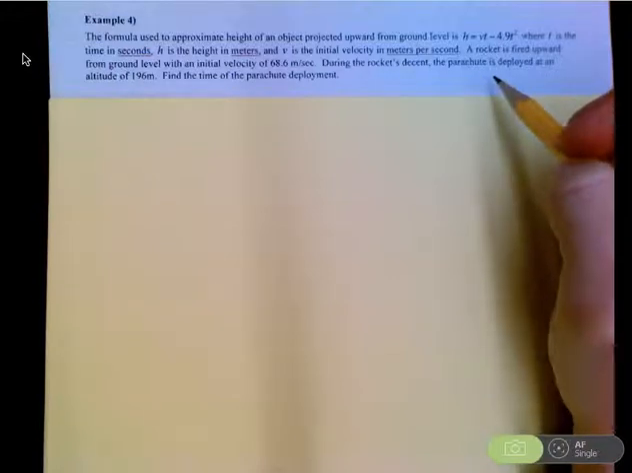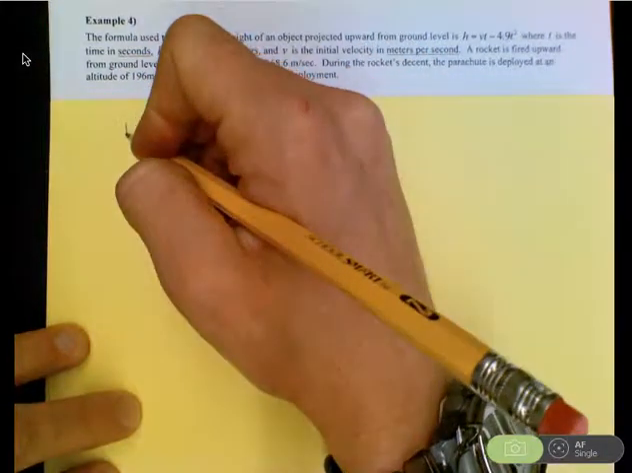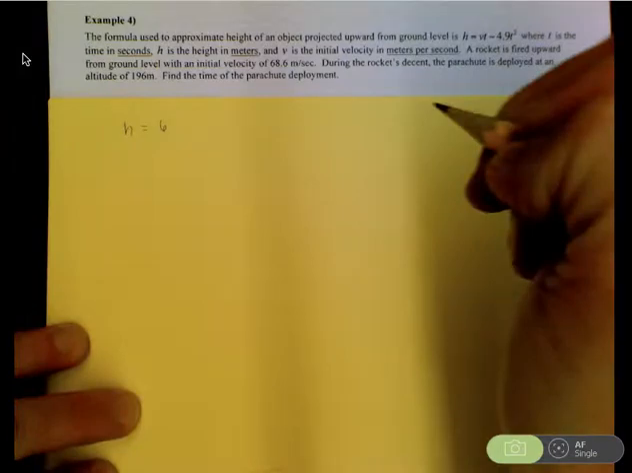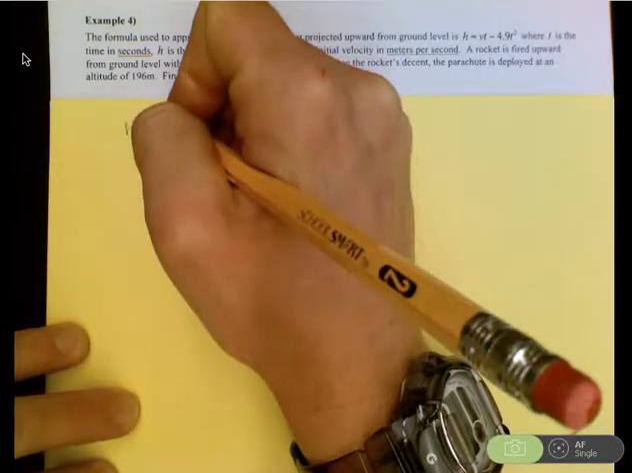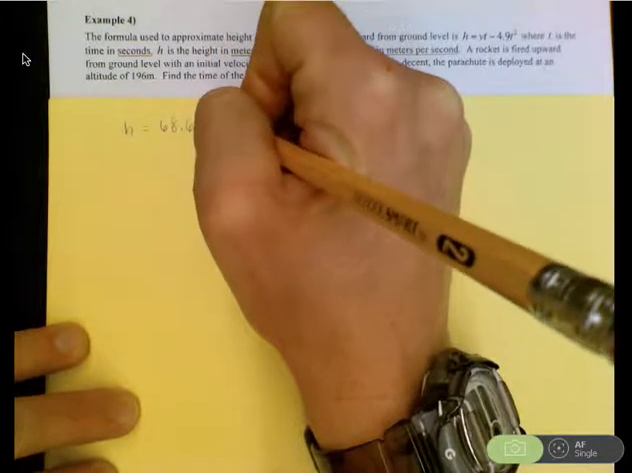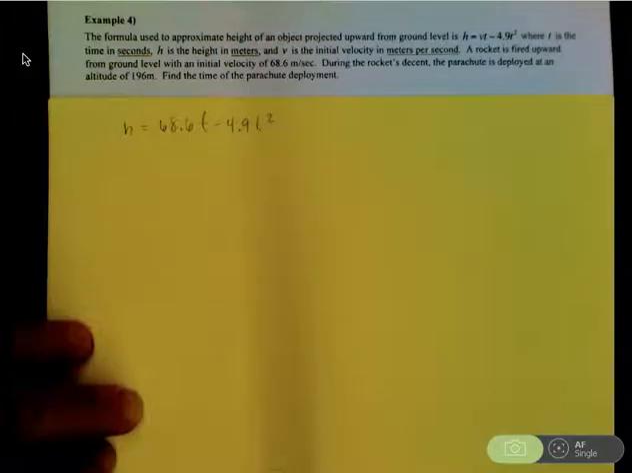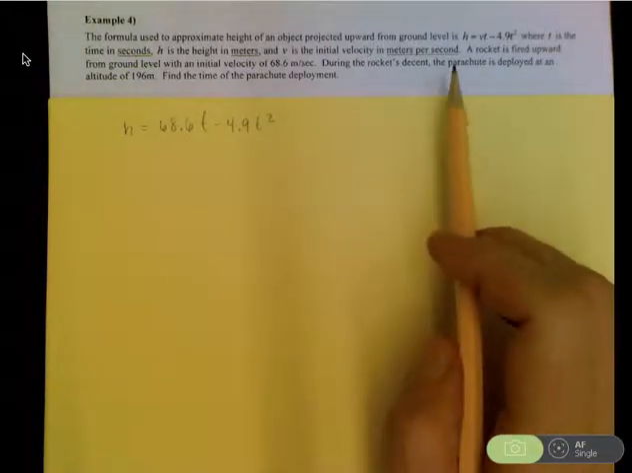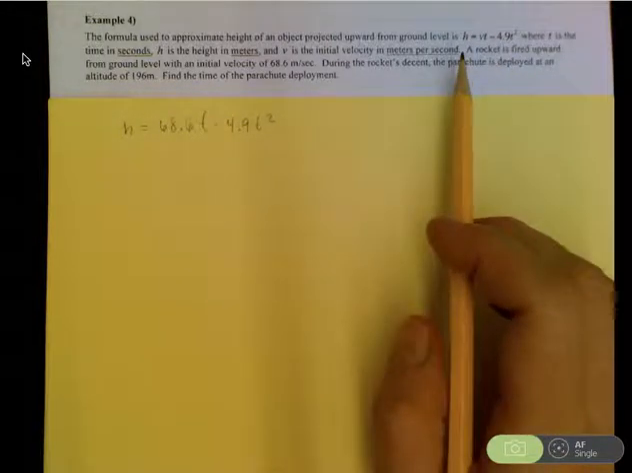All right, so we've got this rocket fired upward from the ground. It's got an initial velocity of 68.6 meters per second. So let's actually just plug that into our equation. So 68.6 times t minus 4.9 t squared. All right, so there's our initial velocity that they gave us, and we're plugging it into the formula that they gave us. It's fired upward.